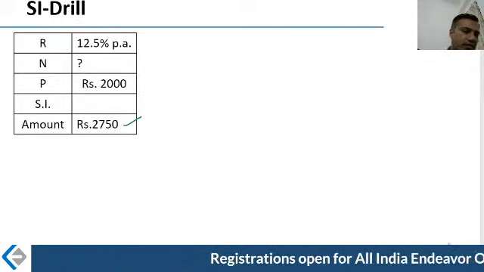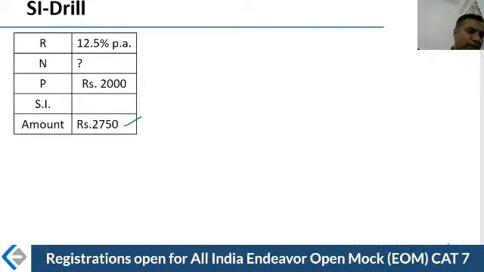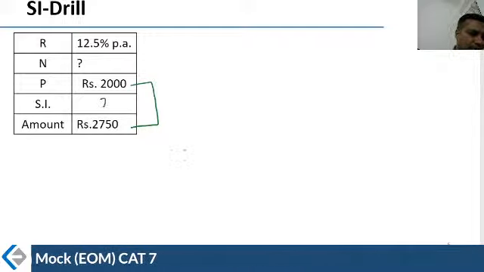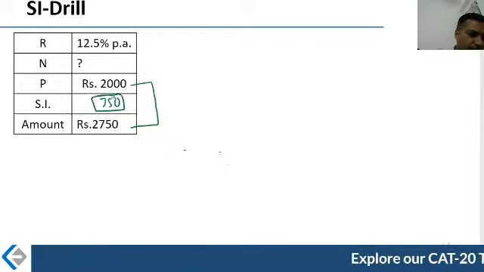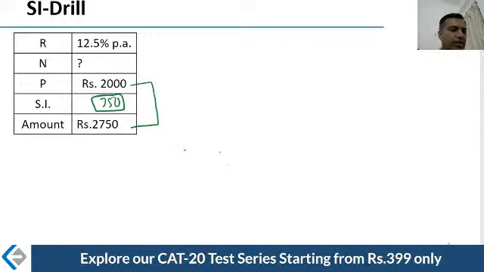So let's see how we go ahead and find this. Firstly, I can find the simple interest. The difference between these numbers is the interest that I get. What is the interest? 750 rupees. The difference between the principal and the amount is nothing but the interest. Great. So how long? Don't know.